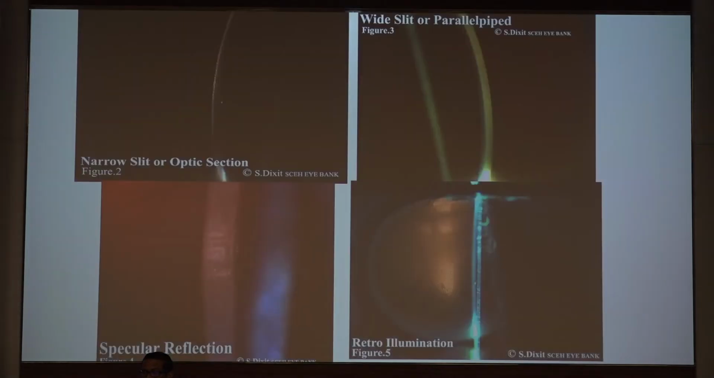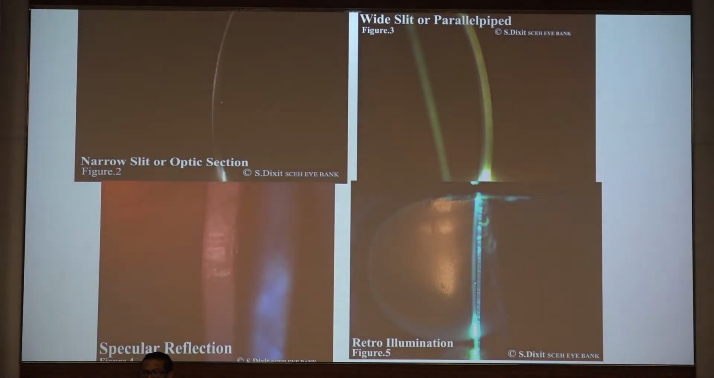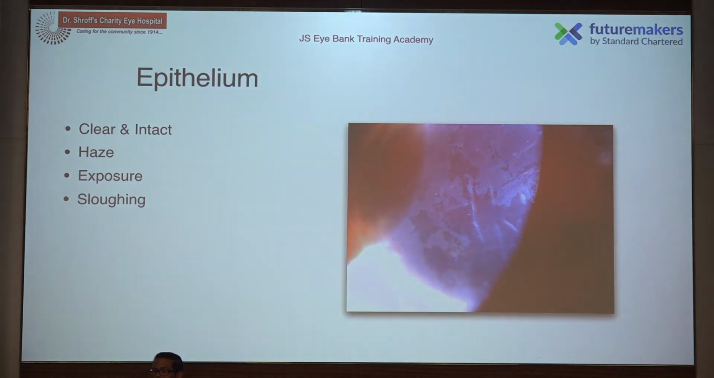The different techniques for a slit lamp evaluation of the tissue are diffuse, which I showed first, then a narrow slit or optic section, a wide slit or parallelepiped, specular reflection and retroillumination. These are very easily done now with the normal slit lamp in eye banking. That's why we have all come to the conclusion that very well trained optometrists become the best evaluators, and we are fortunate to have one as one of our eye bank managers.